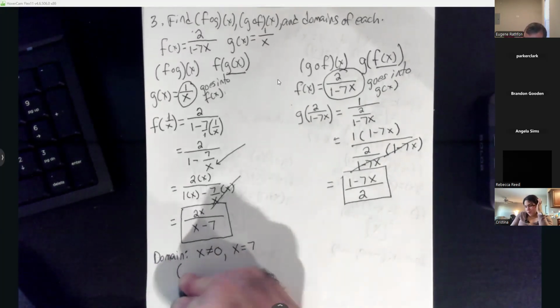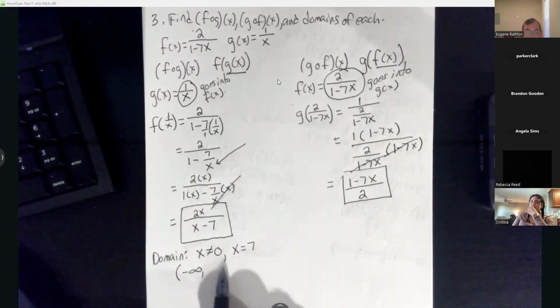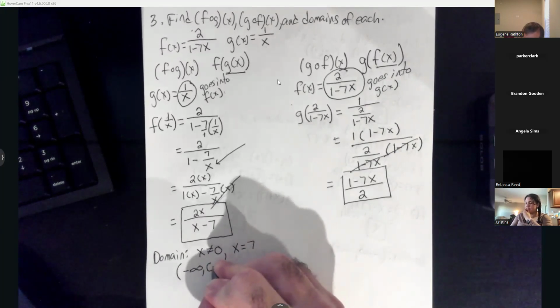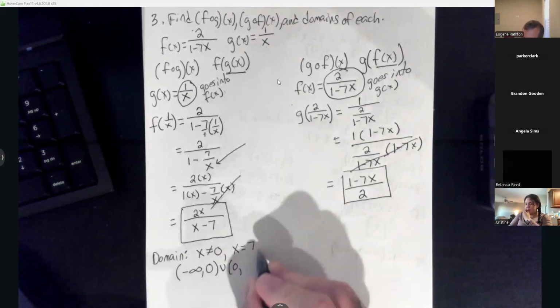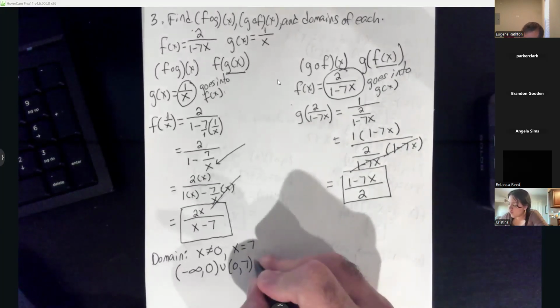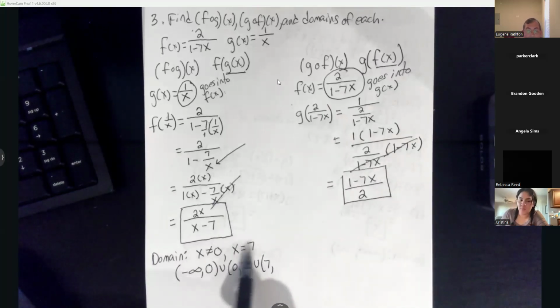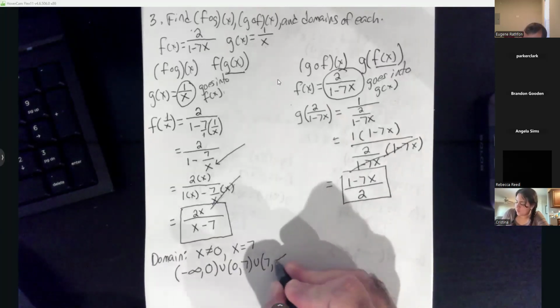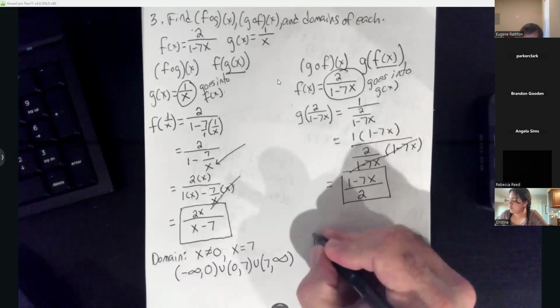So my domain will start at negative infinity. The first number I get to will be 0. So we're going to exclude 0 and union around it. From 0, we'll hit 7. We cannot equal 7, so we're going to union around that 7. And y'all, that's the only two numbers I'm kicking out, so this thing's going to head off towards infinity.